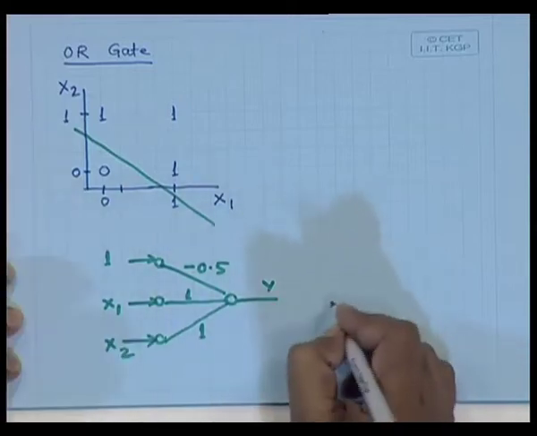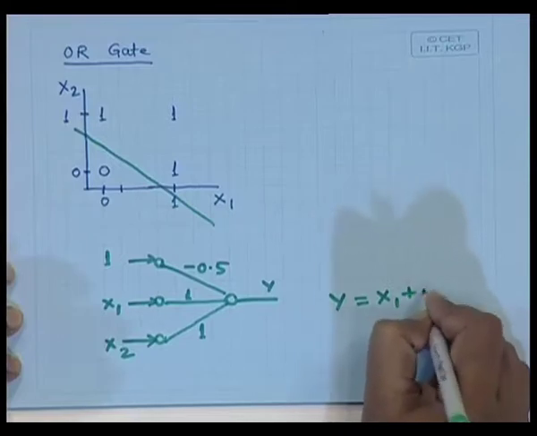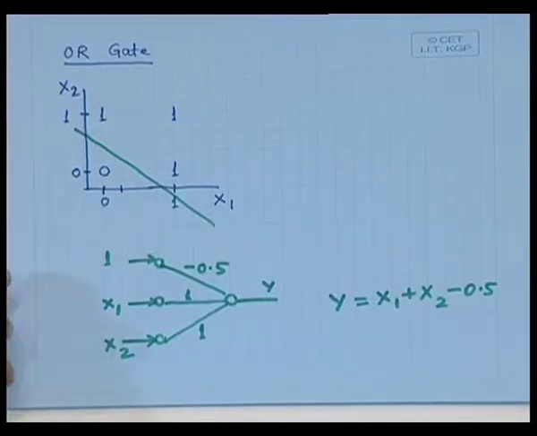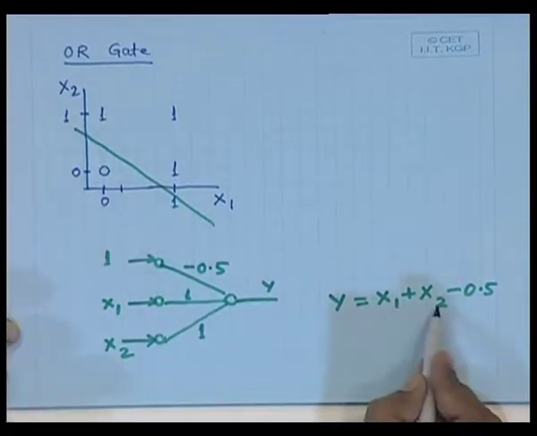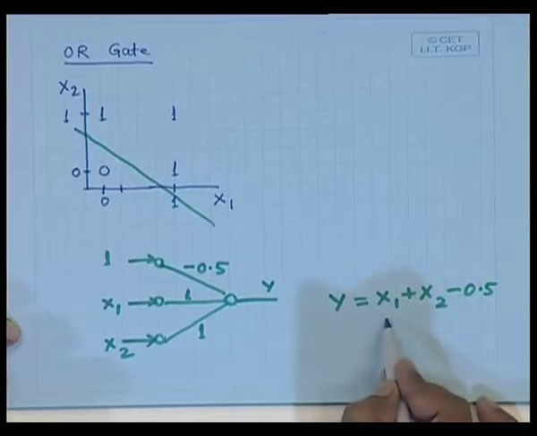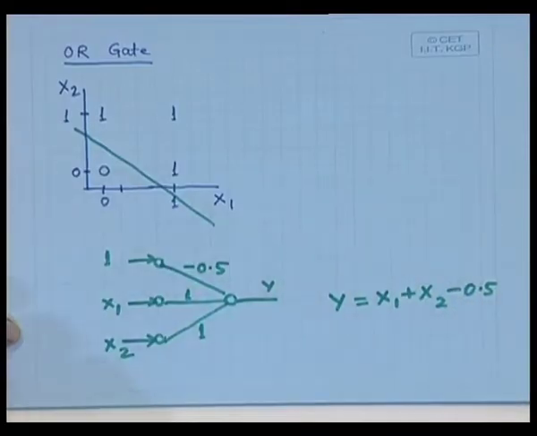Okay. Where this y again gives me a linear equation which is nothing but x1 plus x2 minus 0.5. Here you find that if both x1 and x2 are zeros, the output is minus 0.5, which is less than 0. In all other cases, if any or both of them becomes 1, the output becomes greater than 0. So, following the same logic, if the output is greater than 0, I put it to 1. If the output is less than 0, I put it to 0. Then you find that this particular neural network will give me an OR function.